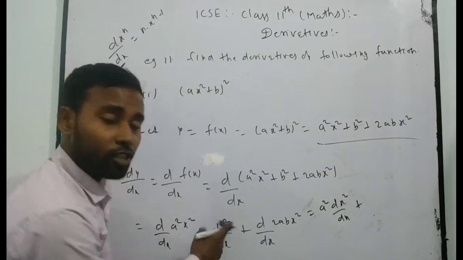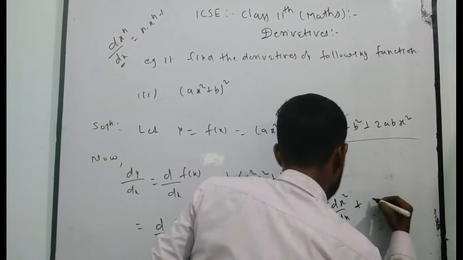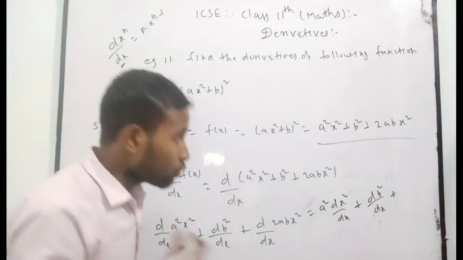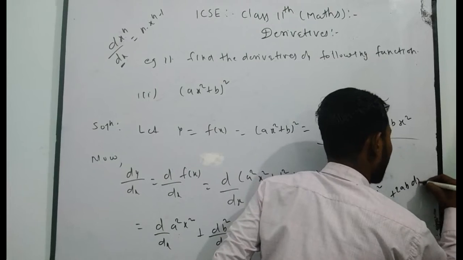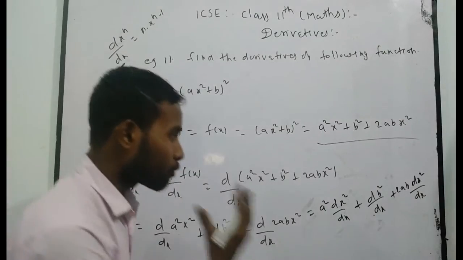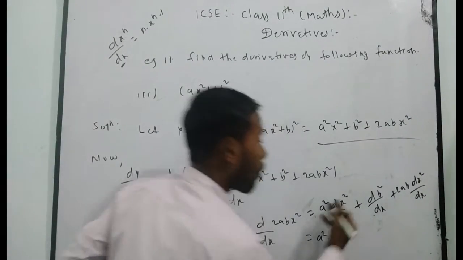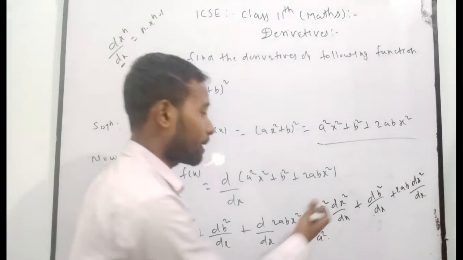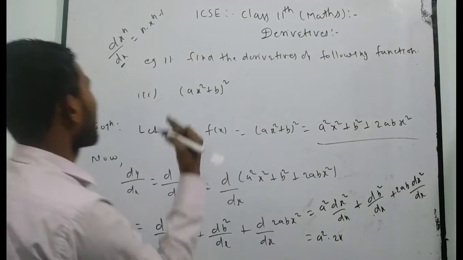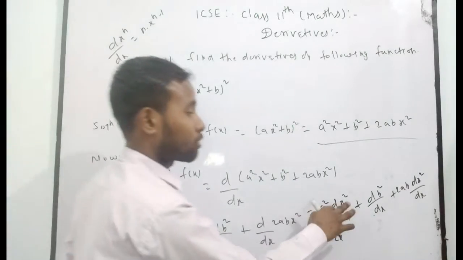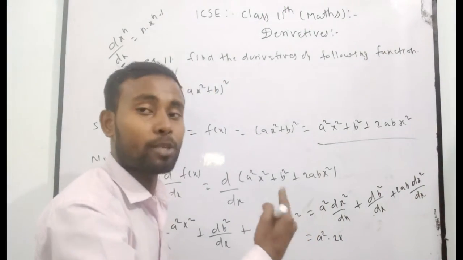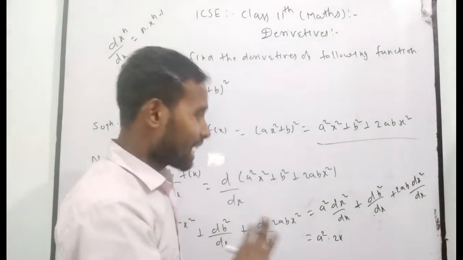plus b² is a constant, leave it, derivative of b² with respect to x, plus here 2ab is a constant. So you have to again take 2ab common, that means 2ab times the derivative of x² with respect to x. Now you have to simply use the formula. What is the formula for the derivative of x² with respect to x? It is 2x. I don't like to write it one step at a time. Actually, here n is equal to 2, so I have taken 2, and x to the power n minus 1, that means 2 minus 1, which will be 1. So I have written it directly.